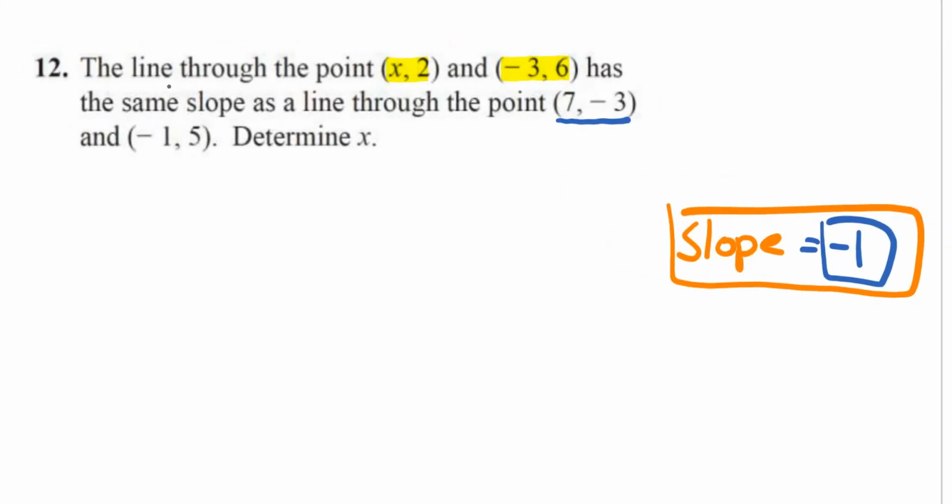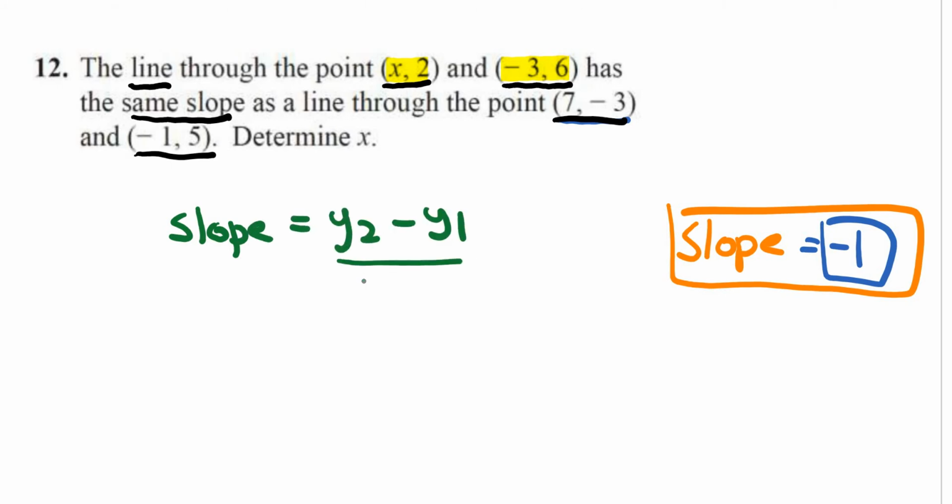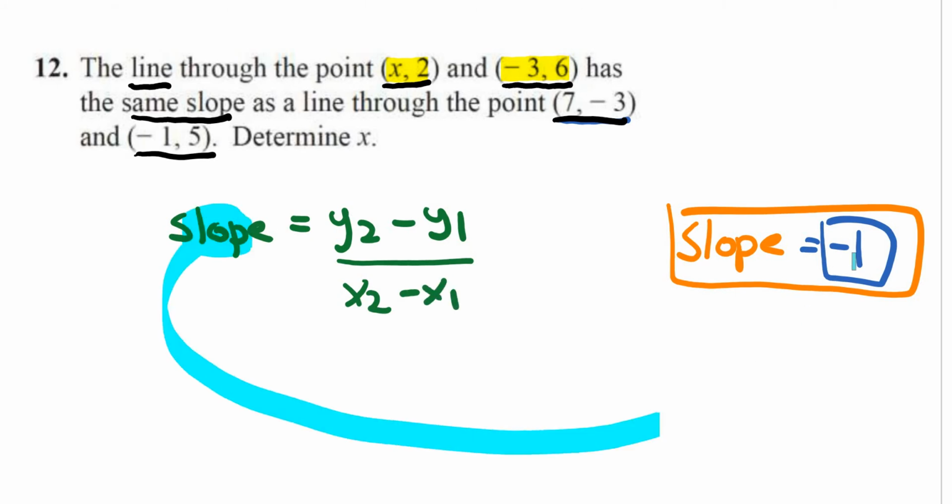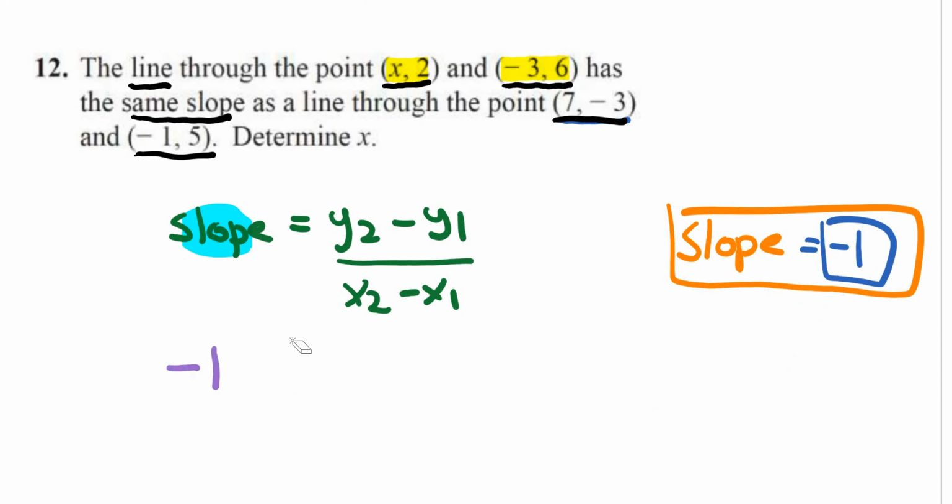All right, so let's read the rest of the problem here. Basically, the question is saying a line through the point x comma 2 and negative 3 comma 6 has the same slope as this point here and that point there. All right, so let's go ahead and set up our slope formula one more time, which is y2 minus y1 over x2 minus x1. Okay, so we just found out the slope, right? The slope here is going to be negative 1, right? So let's go ahead and plug that in, negative 1. Okay, and that's it for that. Equals 2. Now our goal is I need to find the value of this x value right there, right? So now we're going to take the coordinates here and plug them into our slope formula.